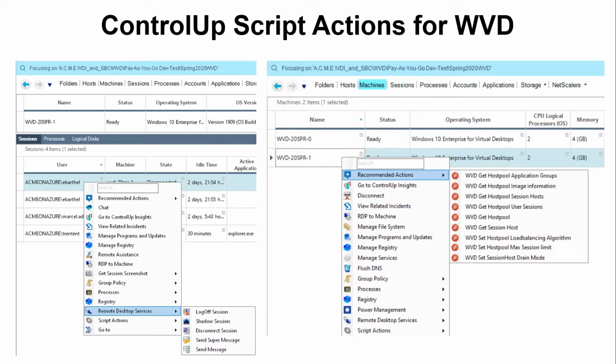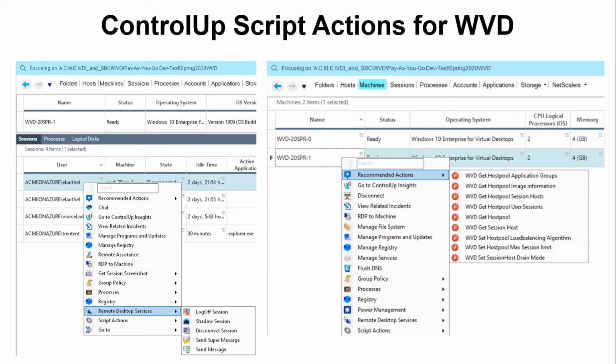On top of that, there are ControlUp script actions that were developed specifically for WVD. Here in these screenshots, you see users that are logged on to a WVD VM, and then you are able to do things by right-clicking on the user. So on the left side, you see that you could log off the session or shadow the session. So the typical RDP things that you can do.